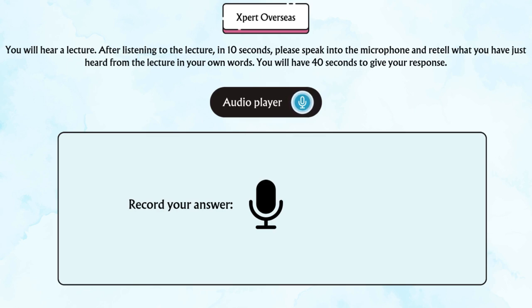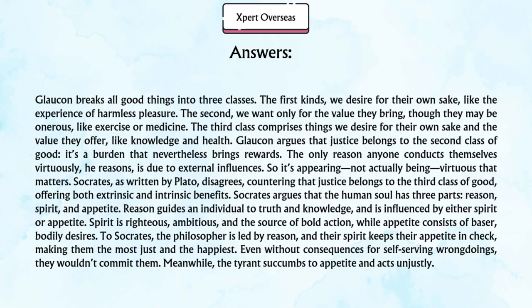Reason guides an individual to truth and knowledge and is influenced by either spirit or appetite. Spirit is righteous, ambitious, and the source of bold action, while appetite consists of baser, bodily desires. To Socrates, the philosopher is led by reason, and their spirit keeps their appetite in check, making them the most just and the happiest. Even without consequences for self-serving wrongdoings, they wouldn't commit them. Meanwhile, the tyrant succumbs to appetite and acts unjustly.